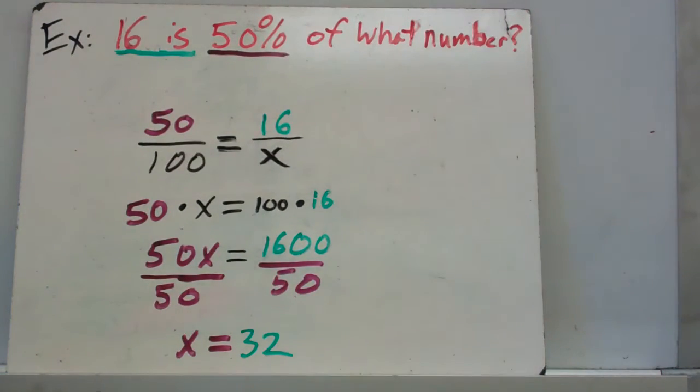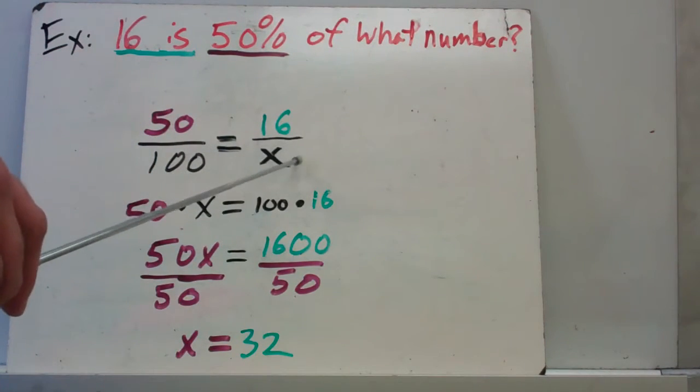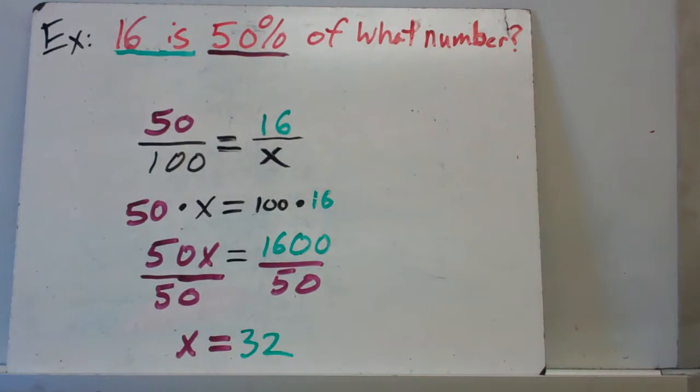All right, the next one we have: 16 is 50% of what number? So again, we're going to start off by putting our 100 in the denominator in one fraction, and we have a percent of 50. So we will put that in the numerator above the 100. In the other fraction, we have 16 is. So 16 again is our part, and that will go in the numerator of the second fraction, and we don't know what the whole is, so we're going to put an x there as our variable.